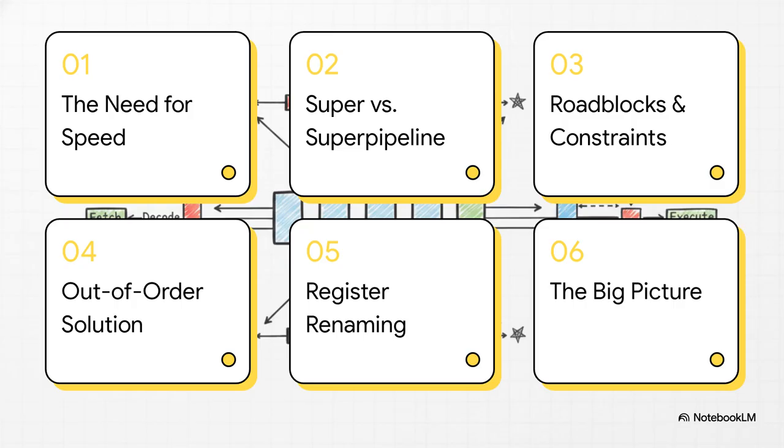To make sense of this complex factory logic step by step, we've got a quick roadmap for us today. First, the need for speed. Second, superscalar versus superpipelined designs. Third, roadblocks, specifically dependencies. Fourth, the out-of-order solution. Fifth, register renaming magic. And finally, number 6, the big picture.